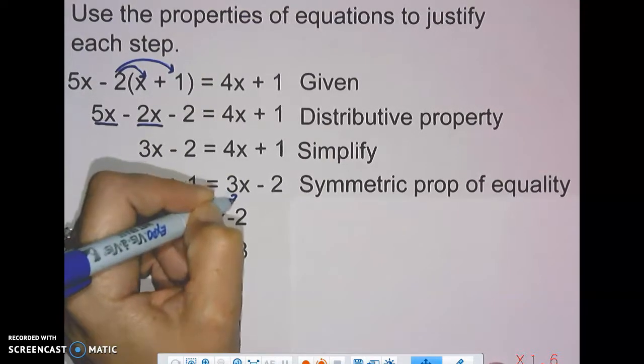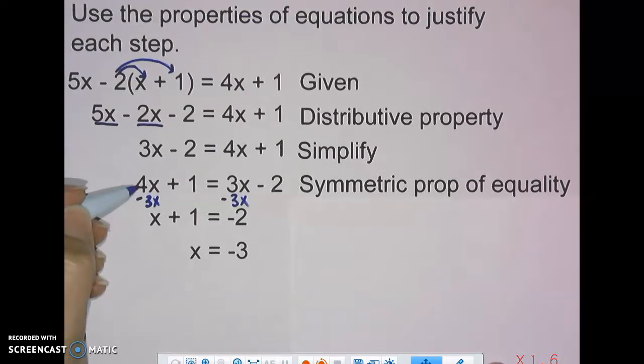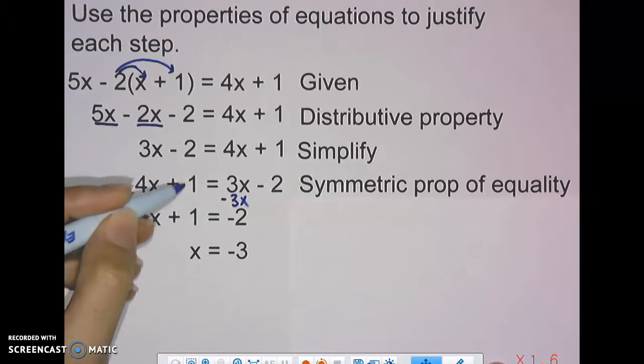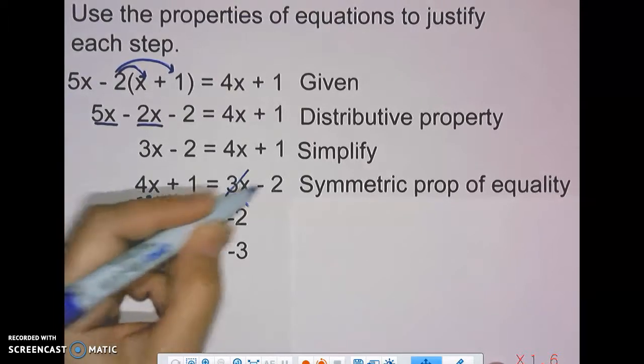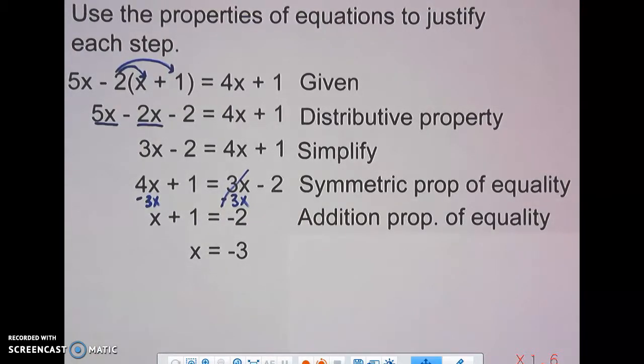We need to do that inverse operation, which would be to subtract it. 4x minus 3x is x. We keep our 1. These will go away, and then we're left with a negative 2. Well, we subtracted 3x on both sides, so that's going to be the addition property of equality.